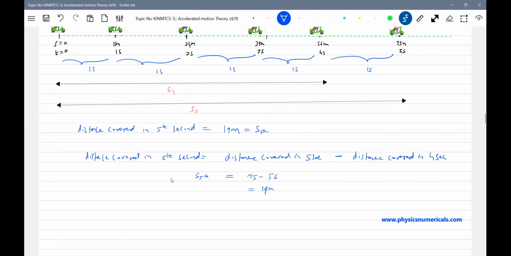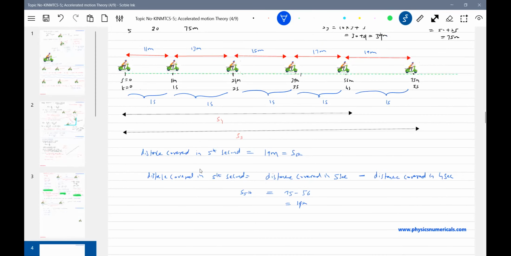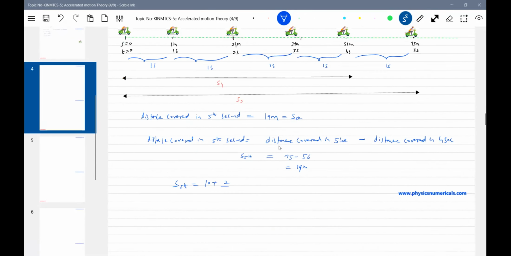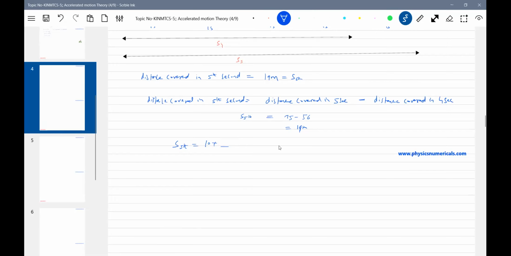Same thing, no? So instead of doing so much, we have directly a formula. What is the formula? Sn equals u plus a into n minus 1 by 2. u is how much? 10. Acceleration 2. So the formula is u plus a into n minus 1 by 2. Let's see what we get. 10 plus 2 into 9 by 2, that is 19 meters.